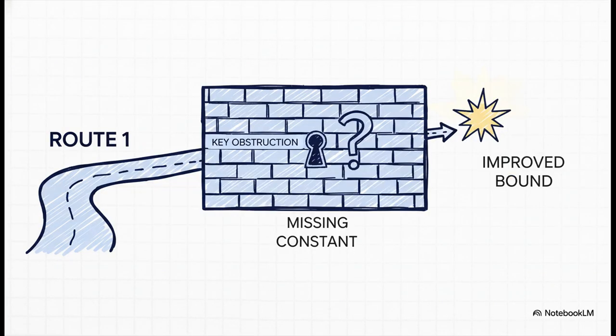So let's look at Route 1. The idea here is to use the Lasota-Yorkin inequality from way back in paper 34 to directly constrain the spectrum. The problem? Well, it works, but it's just not strong enough. The inequality itself isn't tight enough to give us a better bound than what we already have. So without some fundamentally new geometric insight to improve that constant, this route is basically a dead end for now.